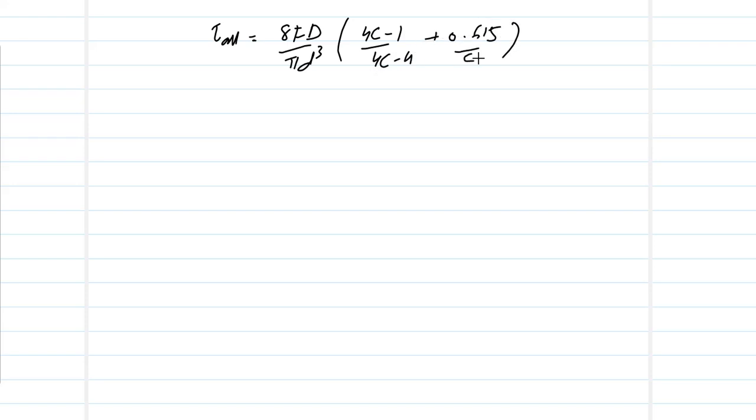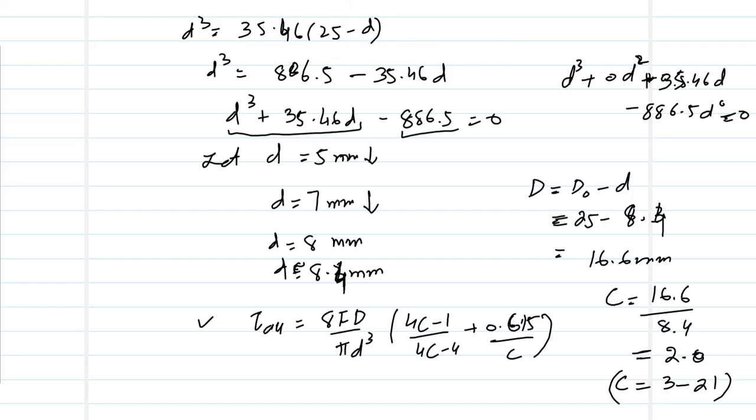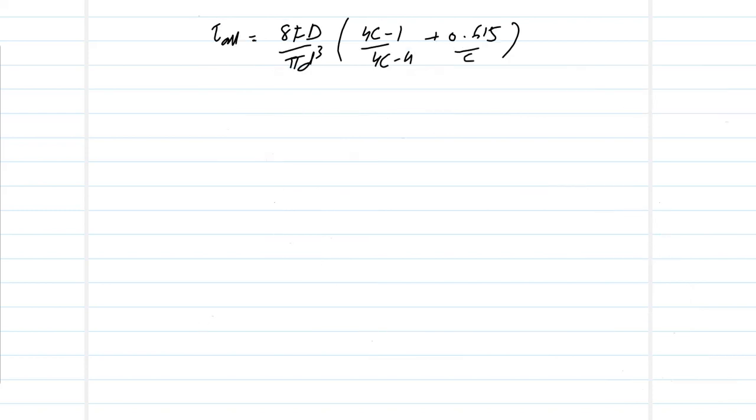So tau allowable is equal to 8FD over pi d cube, times (4c minus 1 over 4c minus 4 plus 0.615 divided by c). So now, okay, now this is known. Why are we using this formula? Now we are checking whether our wire diameter works or not. Clear? And whichever one is larger, we will use that.